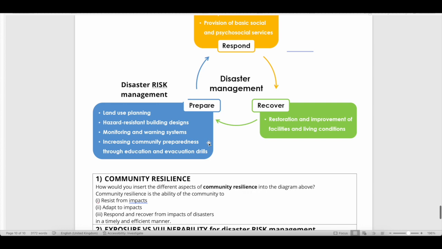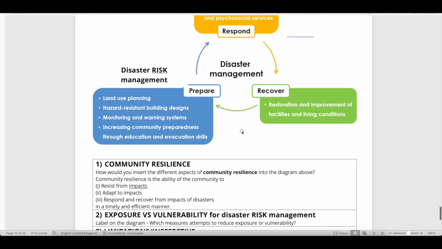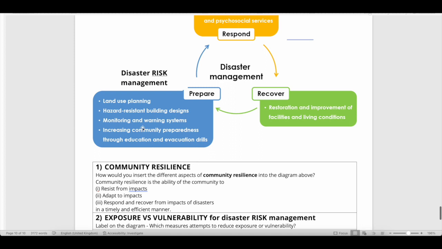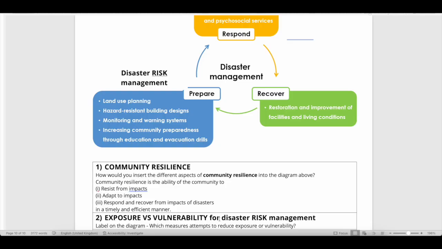All right, now you have learned that community resilience is about the community being able to, in a timely and effective manner, resist the impact, adapt to the impact, respond and recover from the impact of disasters. Which will you put them? Next, which measures attempt for disaster risk management, which measures attempt to reduce exposure or vulnerability. Can I give you a pause for a few minutes, and then you go and fill this up before you unpause. Fill this up now for community resilience and exposure versus vulnerability. A few minutes later, one eternity later. Okay, I assume you have done.